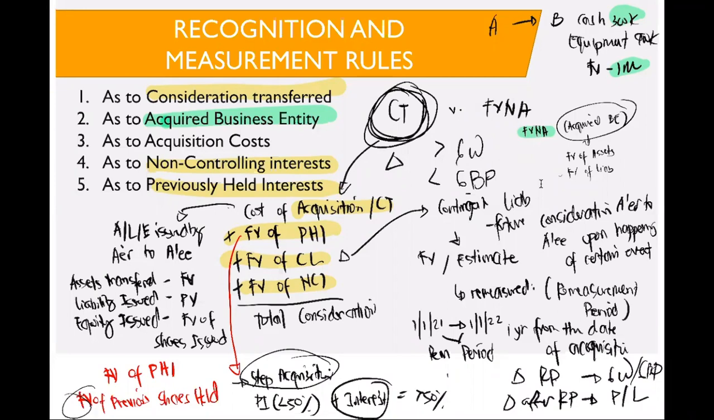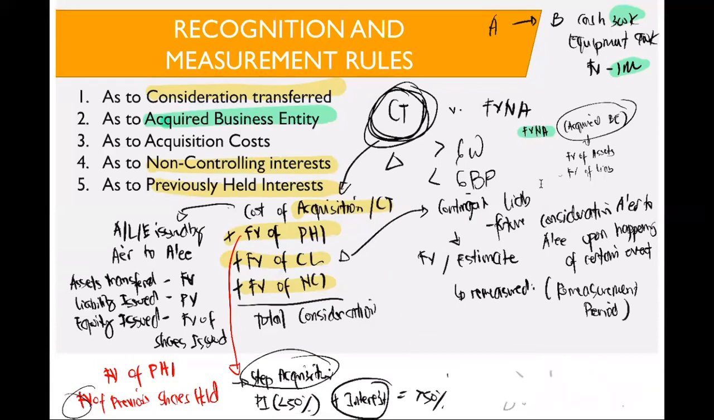Lastly, as part of your consideration transferred is the fair value of non-controlling interest. So how do we get your fair value of non-controlling interest? That is either given or you need to gross up. Okay? It is either given or it is gross up. So there are two methods on measuring your fair value of non-controlling interest. That is either your partial or proportionate method.